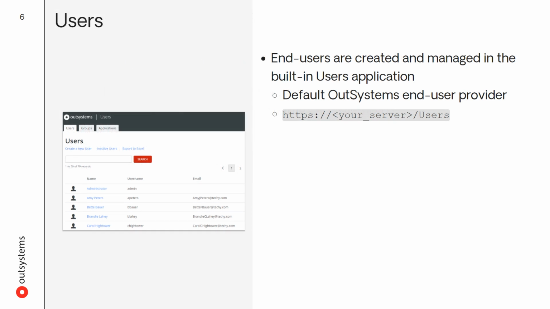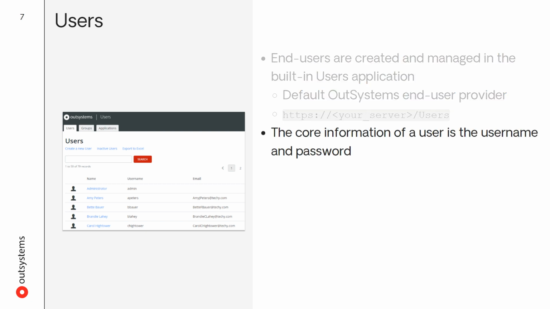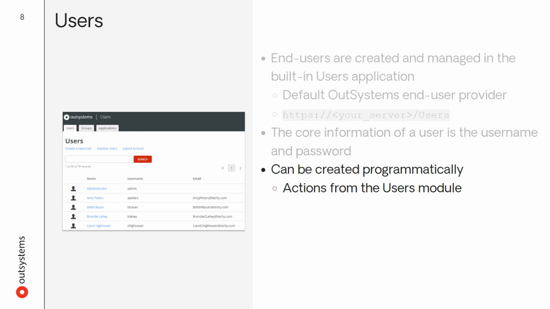Let's now start by defining who are the end users of our applications. In OutSystems, end users are created and managed in the built-in Users application. This application is the default OutSystems user provider, and it has a back office that you can access using the browser. In this back office we can create and manage our end users. The core information that identifies a user is the username and the password. The users can also be created programmatically in our applications. The Users module has a set of actions, including create or update, that we can use inside logic flows.